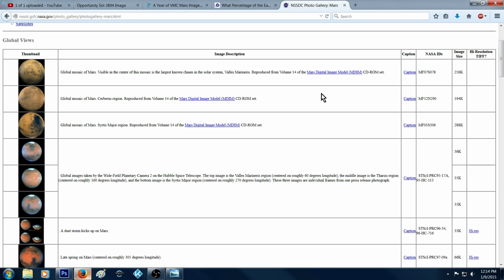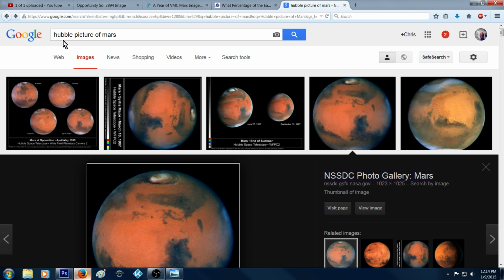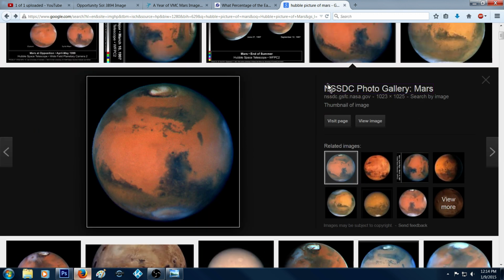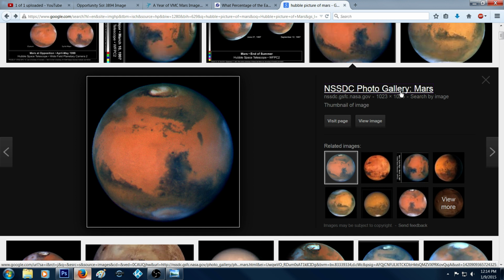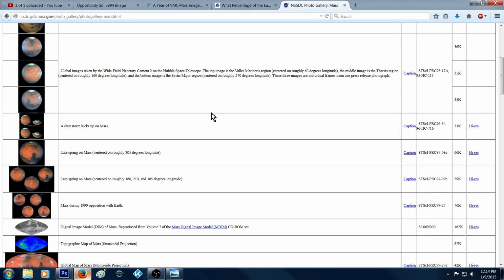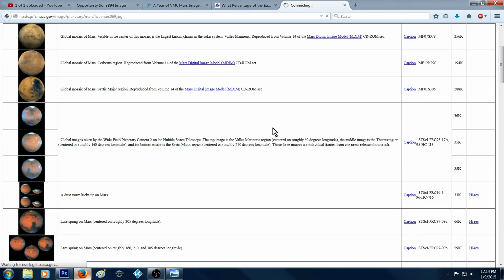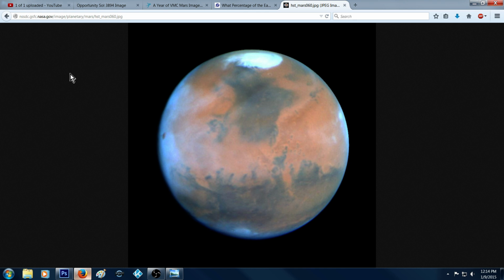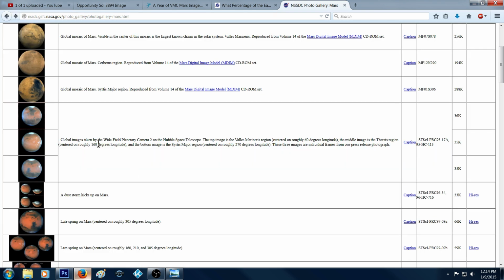Here is, and I'm going to back off just so you can see this. Go to Google: Hubble picture of Mars. What does this say right here? NSSDC Photo Gallery Mars, and it's from NASA.gov. Okay, look at this. This is basically three pictures showing the different areas. It shows right here, global images taken by the Wide Field Planetary Camera 2 on the Hubble Space Telescope. The top image is of Valles Marineris, which you guys know looks like the equivalent to our Grand Canyon, only a whole lot larger. I think they said you can actually put the United States in Valles Marineris.